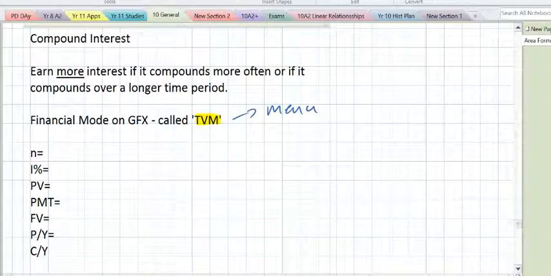So we have to put in... So remember all those things, the N, the I, the PV, the PMT. N is... P, Y, and C were all the same. Payment was the payment, and PV was the... Payment was 0 for you guys.